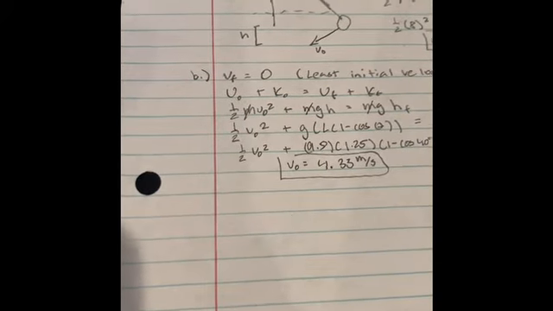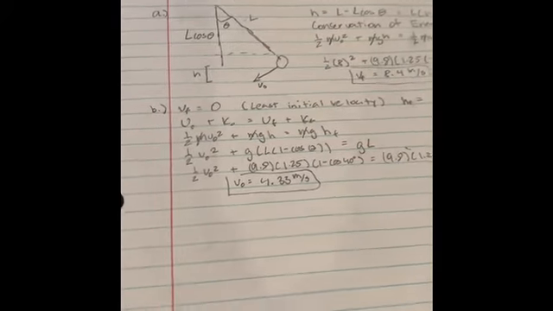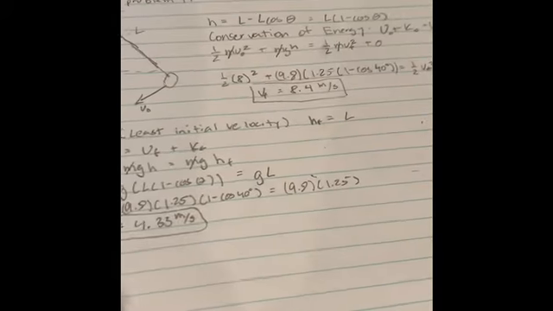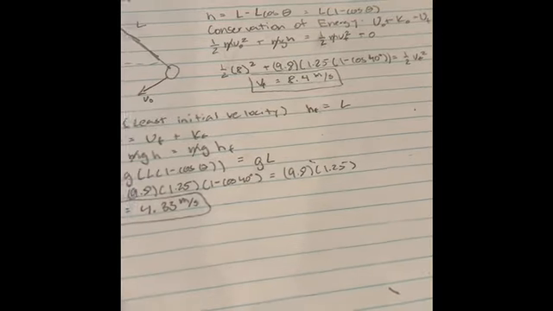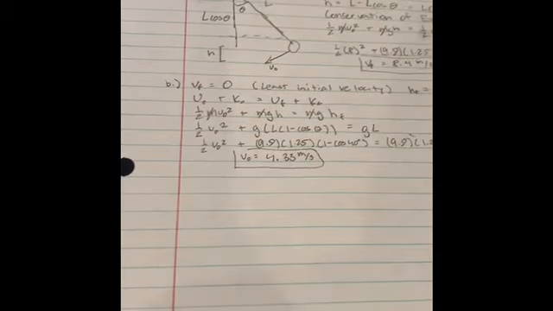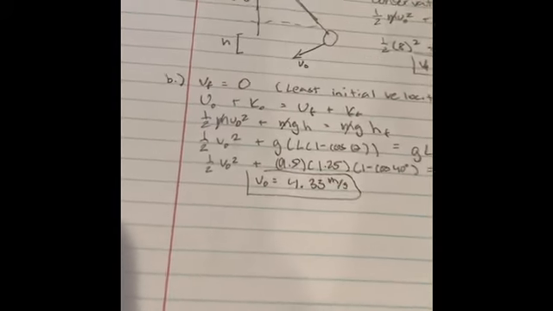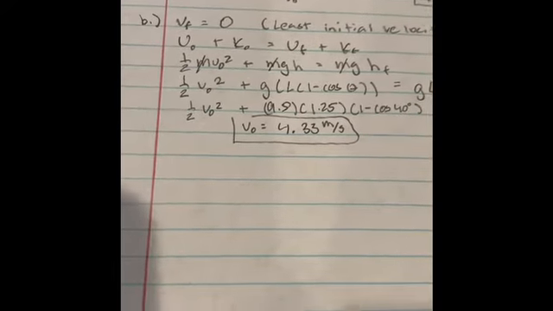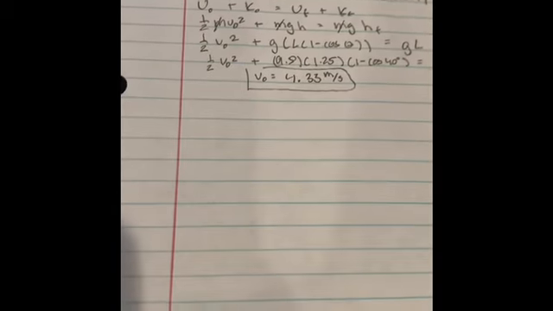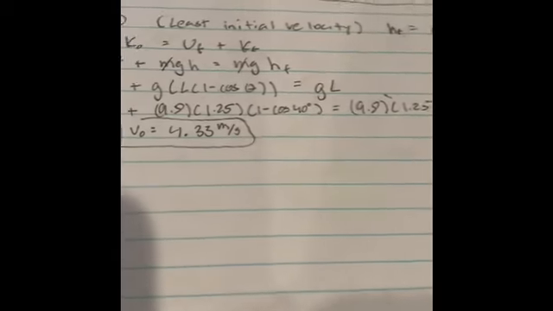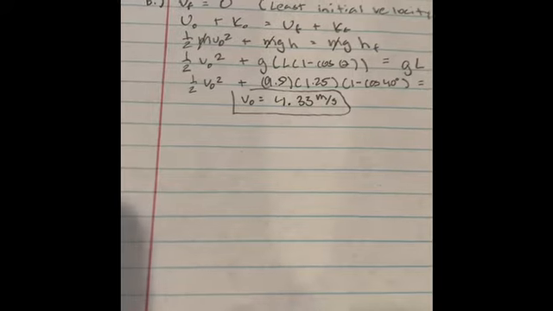Here you want to set V final to 0 because you want to find the least initial velocity, and you also have the final height as the length because it's in its horizontal position. Again, you use the conservation of energy, use these equations, take out mass, plug in the values again, and solve for V naught. You get V naught as 4.33 meters per second.